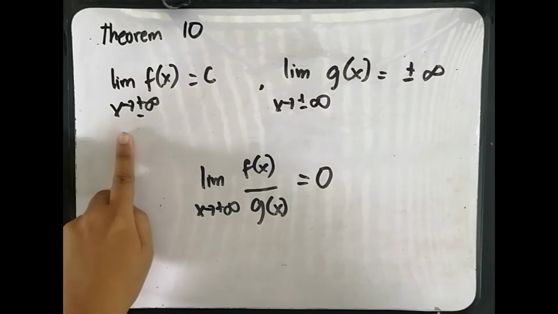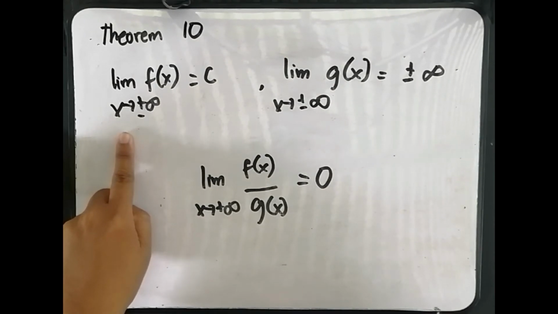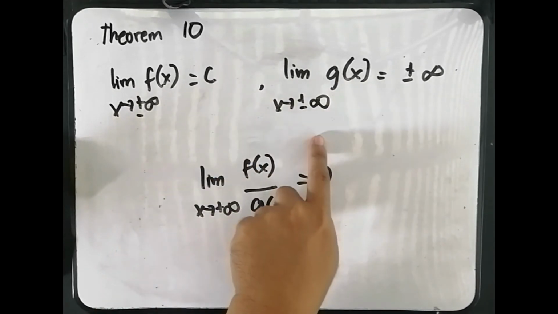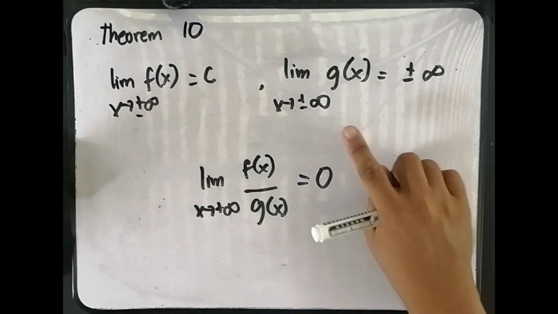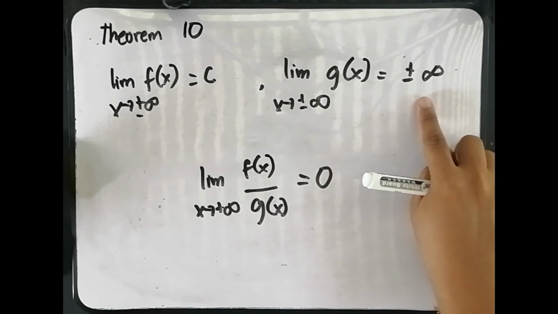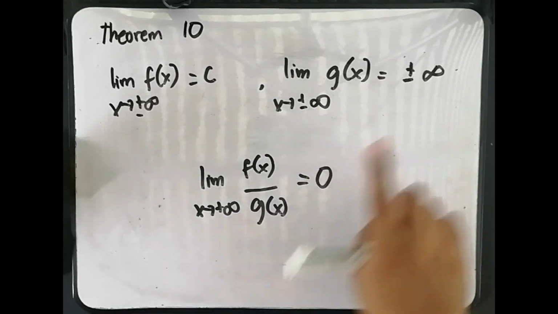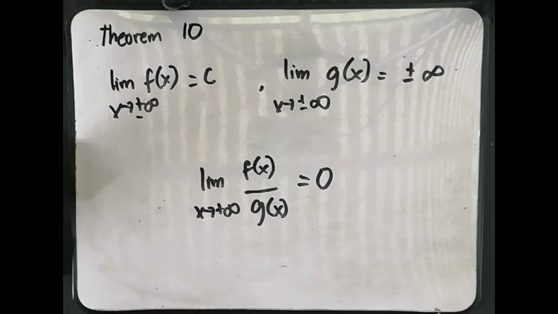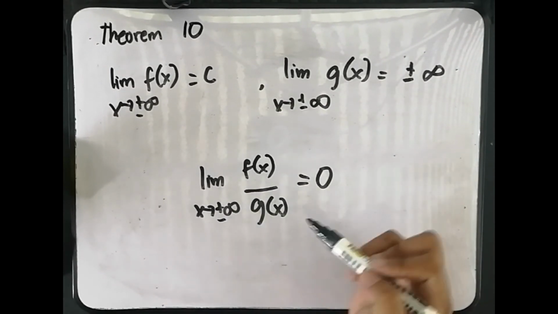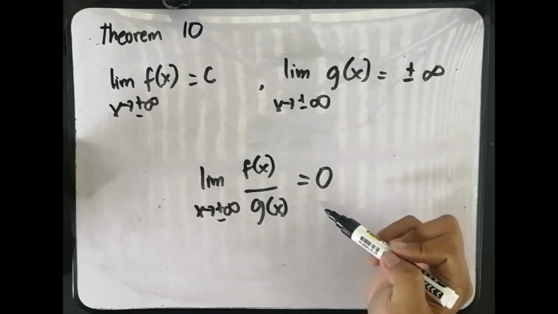Ito pa, isa pang useful na theorem. Kapag yung limit ng f of x natin as x approaches positive or negative infinity ay constant, at yung limit ng g of x natin as x approaches positive or negative infinity is equal to positive or negative infinity, then yung limit ng kanilang quotient as x approaches positive or negative infinity is equal to 0.